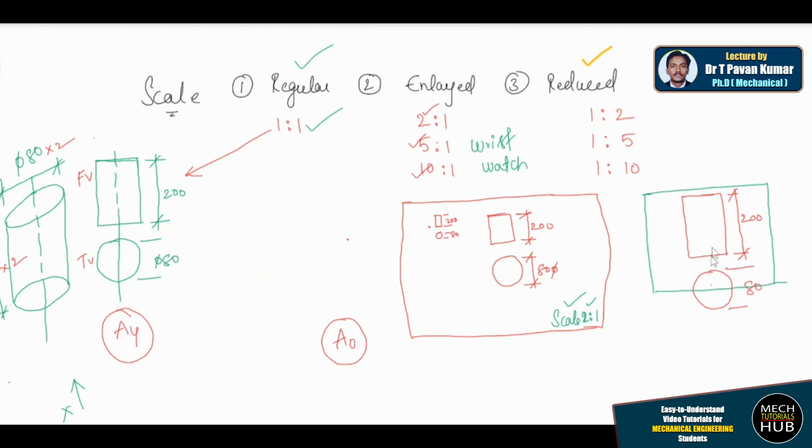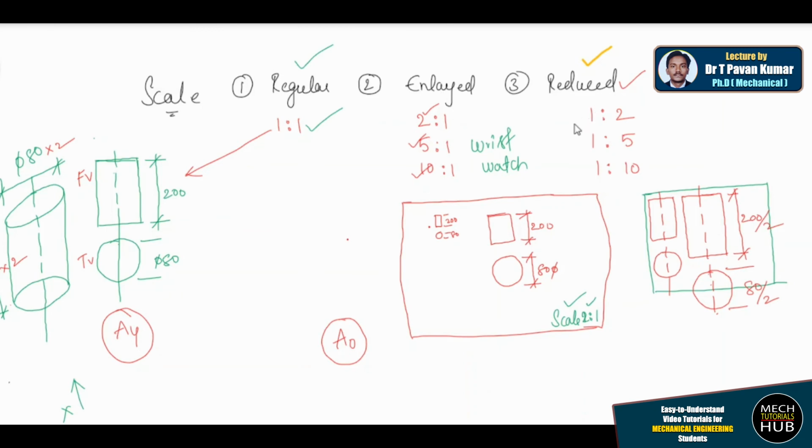Now in this case, if this is the scenario, this should not happen. So what I'll try here is to go with a reduced scale. Means 200 divided by 2, 80 divided by 2. I'll try to reduce the scale. Now this becomes 100, this becomes 40. By using 100 by 40, I can easily place the view inside the drawing sheet. This is what happens. Now the problem is solved. So in that way, these scales are very much helpful: regular scale, enlarged scale, and reducer scale.